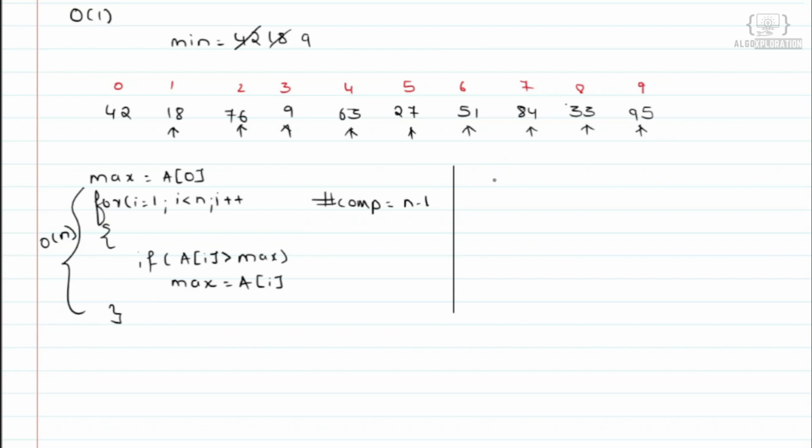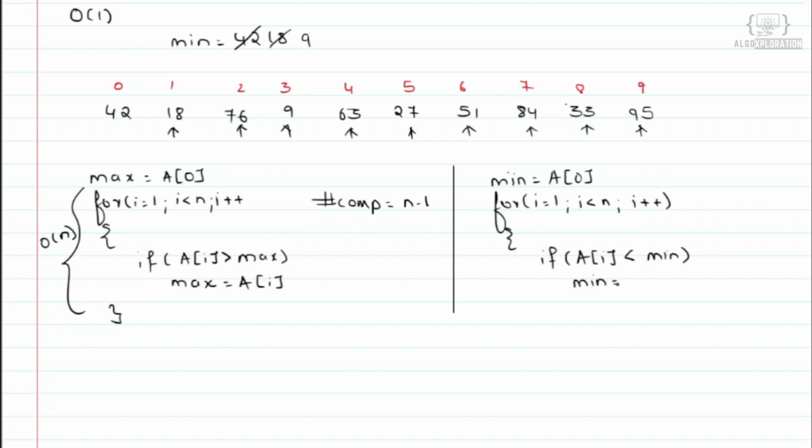So what will be the pseudocode here? Min equals a of 0. Then with a for loop starting with I equals 1 and going till I is less than n, I plus plus. If we find that a of I is less than min, then we update the min. And that's it. Here also the time complexity will be order of n, and the number of comparisons is n minus 1.